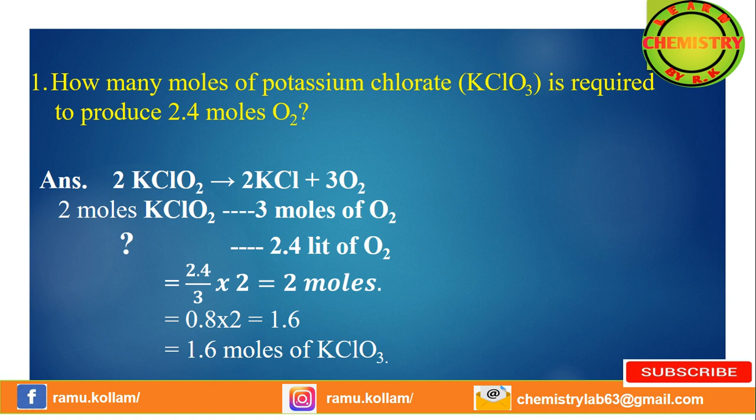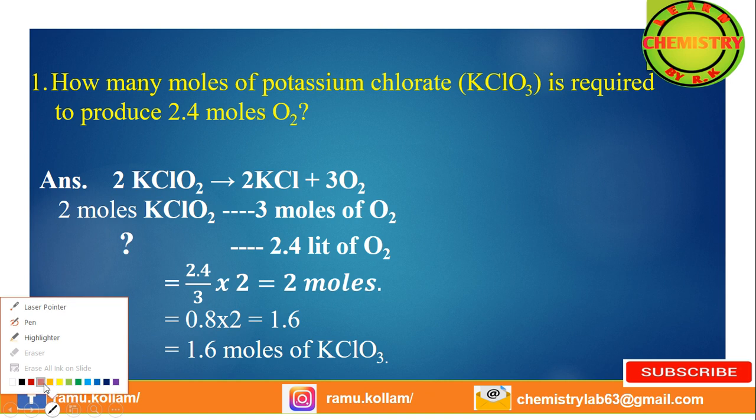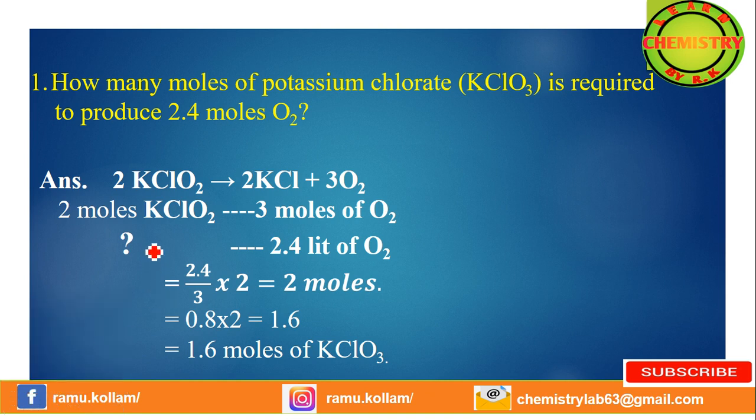It's very simple, friends. We use the unitary method, that means cross multiplication. So 2.4 into 2 by 3. 2.4 divided by 3 is 0.8. So 0.8 into 2 is equal to 1.6. So 1.6 moles of potassium chlorate is required to get 2.4 moles of oxygen.